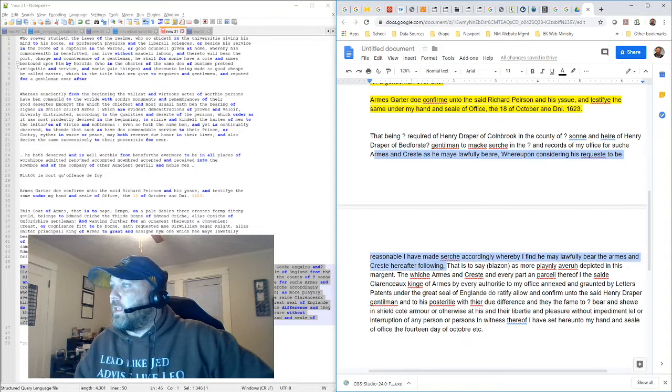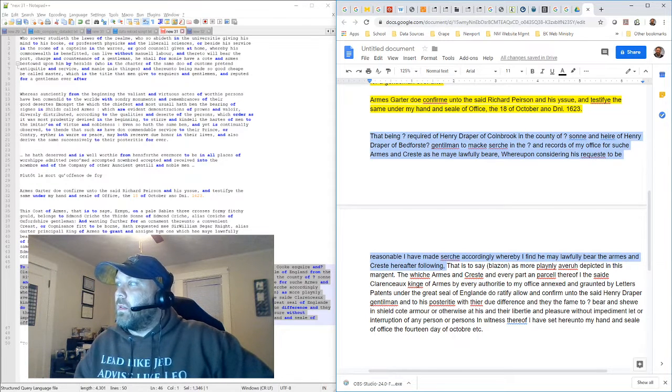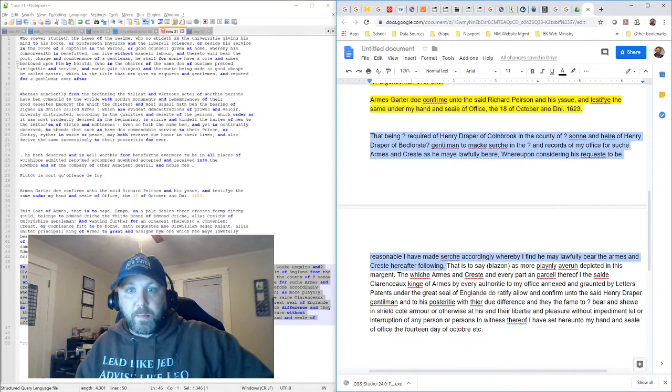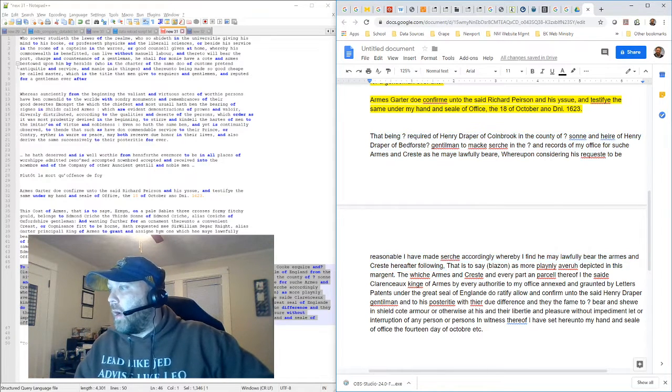Right, okay. So this is basically saying that Henry Draper of Bedfordshire came to the principal herald and said, "Hey, I've got these family arms. I want to be able to use them," and the herald is confirming that he found them. That is to say, here's the blazon as more plainly depicted in the margin, right? And so the arms were painted in the margin.